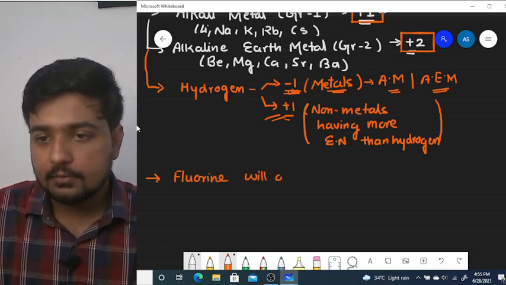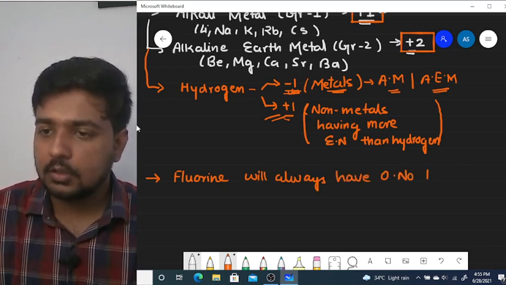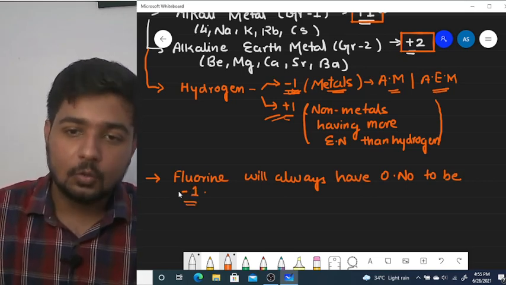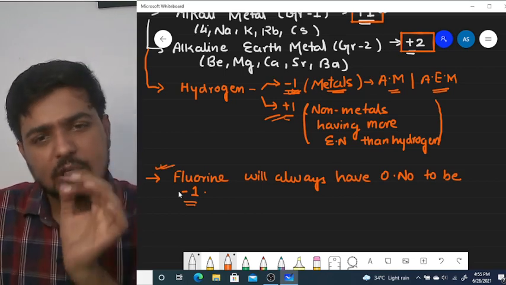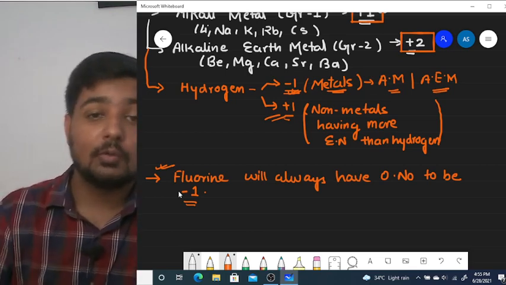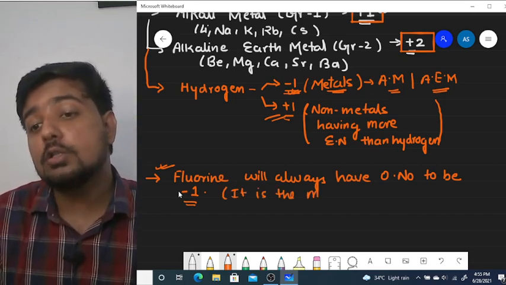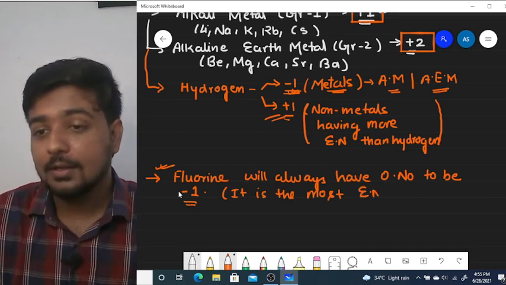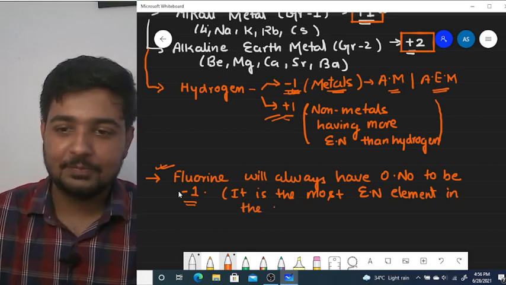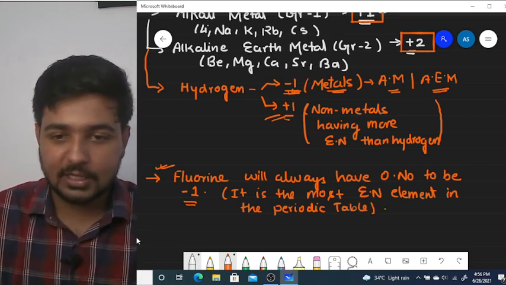Now, another point will be fluorine. Fluorine will always have the oxidation number to be -1. Is it clear? Now the question is, why is it always -1? Because it is the most electronegative element in the periodic table. Are you getting the point?